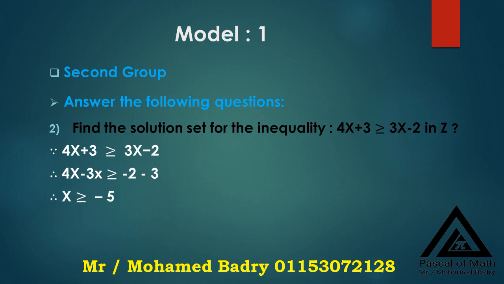Therefore, 4x minus 3x equals x. Negative 2 minus 3 equals negative 5. Therefore, x is greater than or equal to negative 5. Therefore, the solution set equals the set of numbers negative 5, negative 4, negative 3, and so on. It is an infinite set.